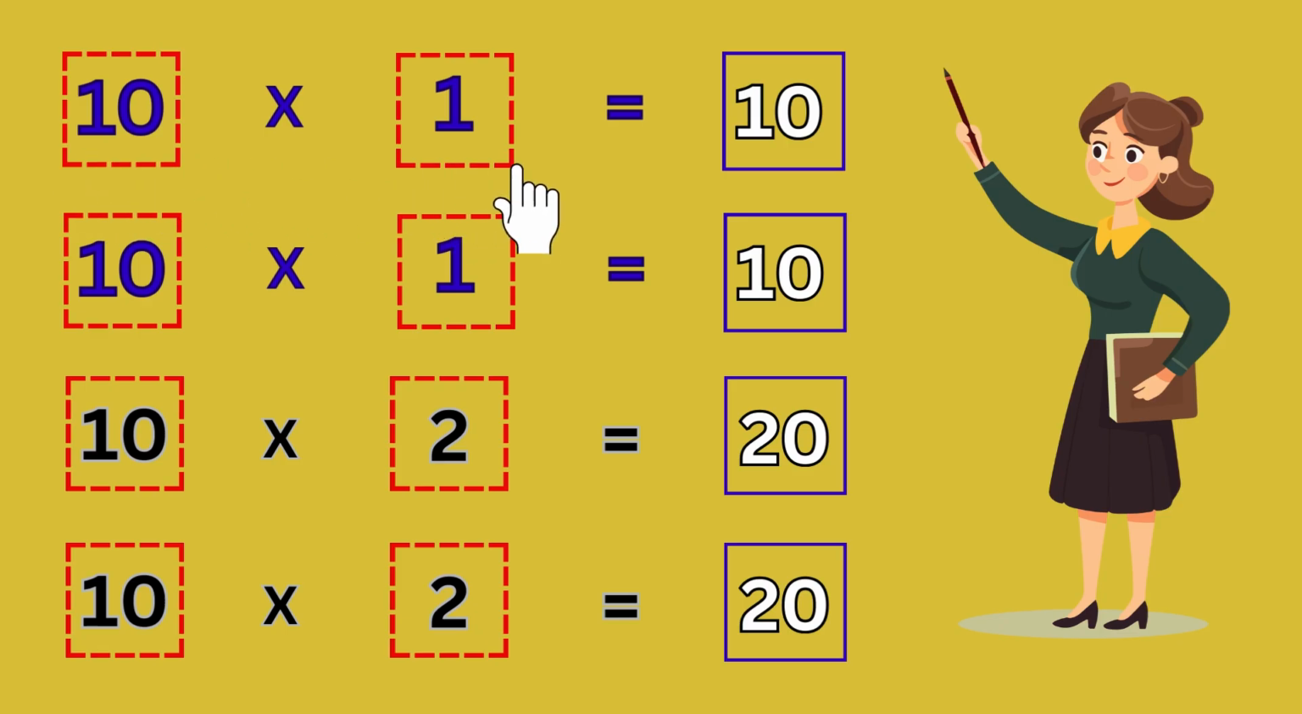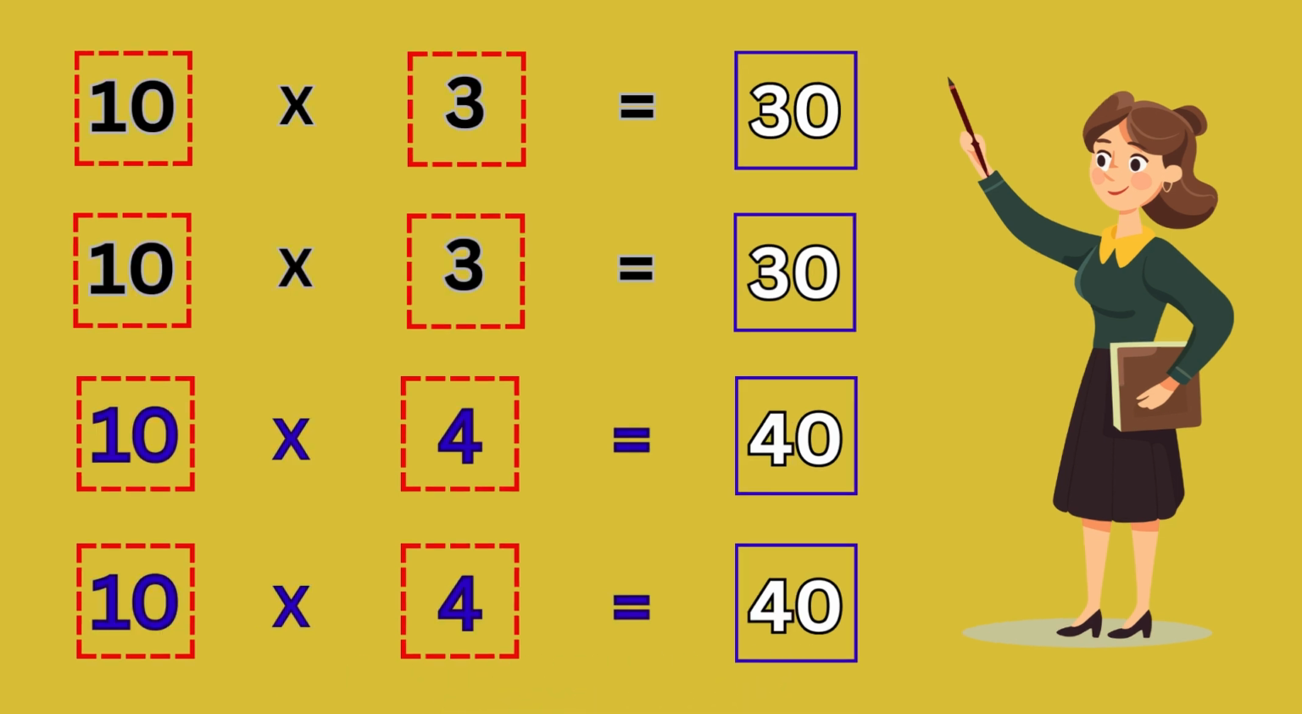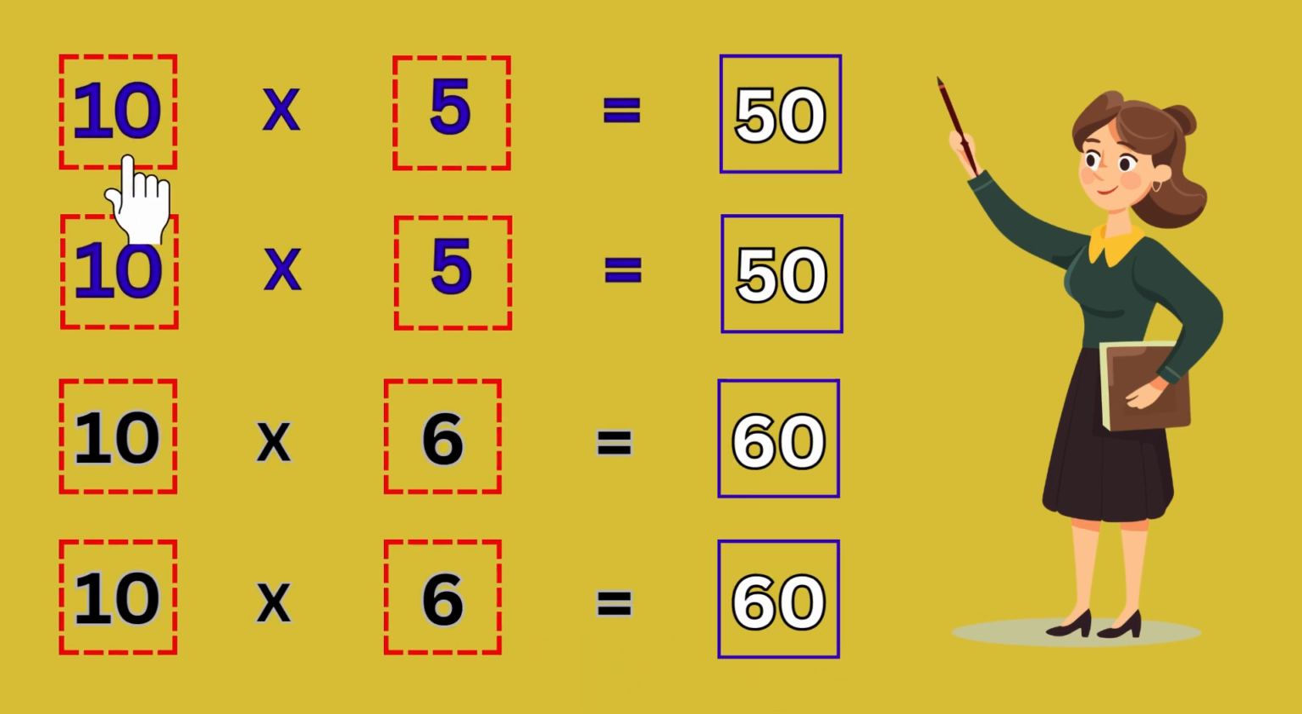Let's begin multiplication table for 10. 10 ones are 10, 10 twos are 20, 10 threes are 30, 10 fours are 40, 10 fives are 50.